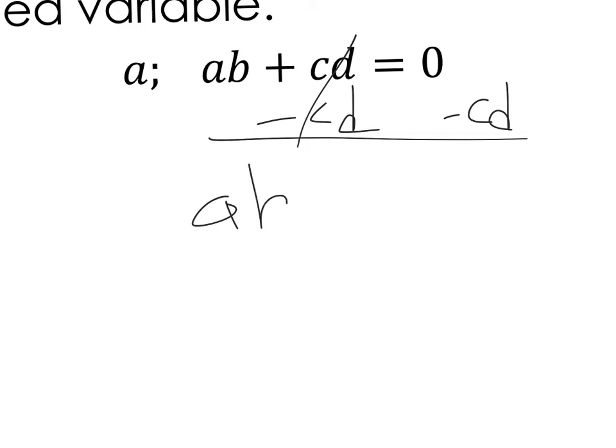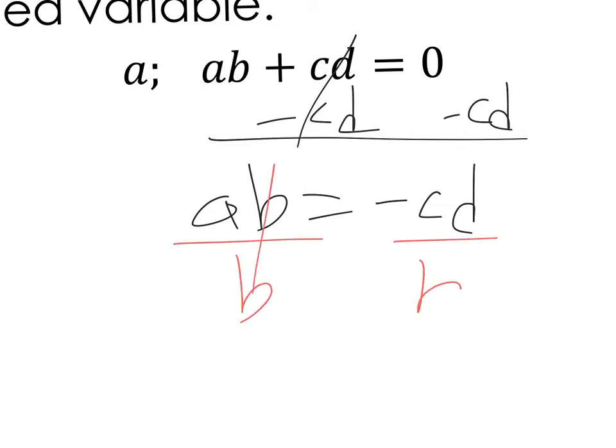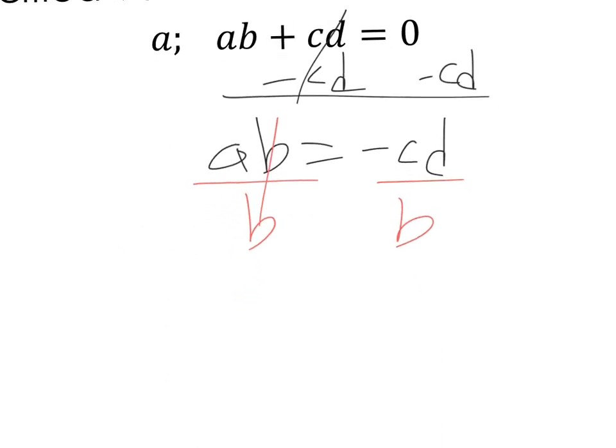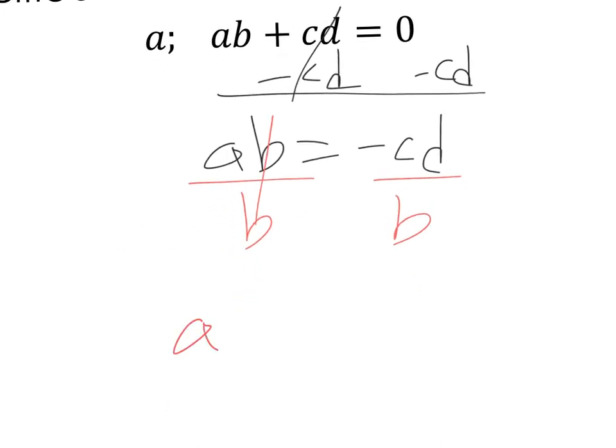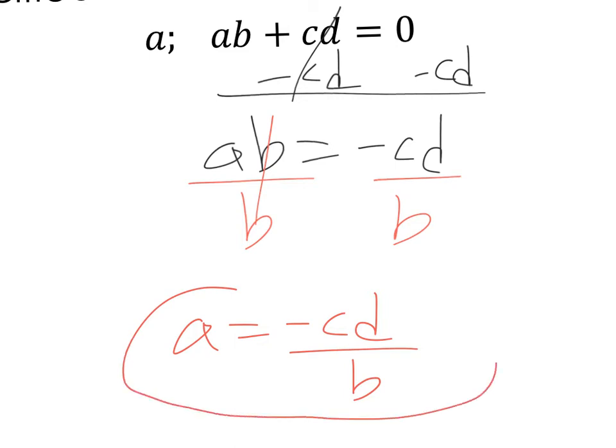So I have ab equals 0 minus cd. Well, you don't have to write 0 minus. You can just write it as a negative cd. And then what does ab mean? That means a times b. So the opposite would be to divide it out. So I'm going to divide out the b. And so then I will have a equal to negative cd, or negative c times d, over b, or you could say divided by b. And that'll be my final answer for that example.